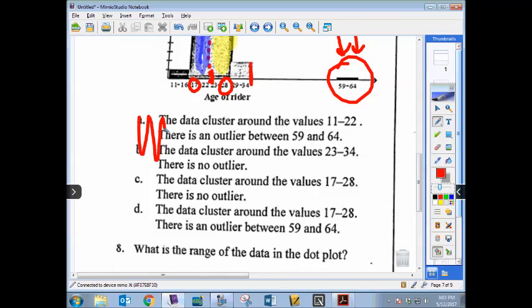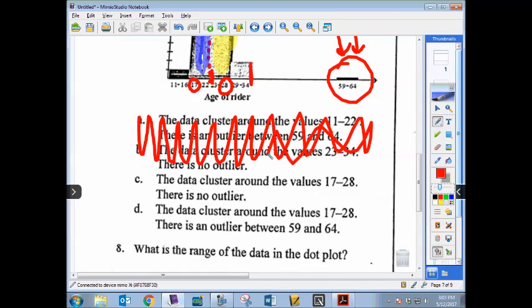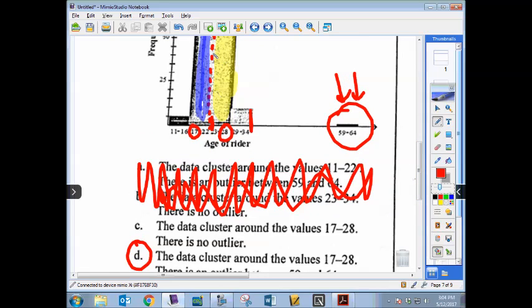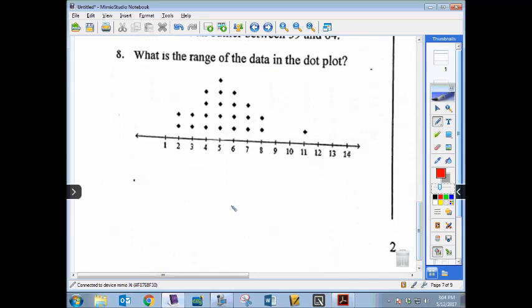Okay, so that eliminates these because clearly there are no clusters happening there. So we have 17 to 28, and then we have to decide whether there is an outlier or not. Well, if this wasn't there, I would say there isn't an outlier. But since that's there, the one 59 to 64-year-old absolutely would be an outlier. So this would have to be letter D. Okay, so we're just talking about whether a lot of people are in two of the groups really close. All right, what is the range of the data?